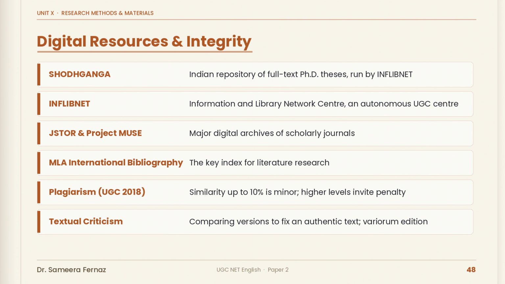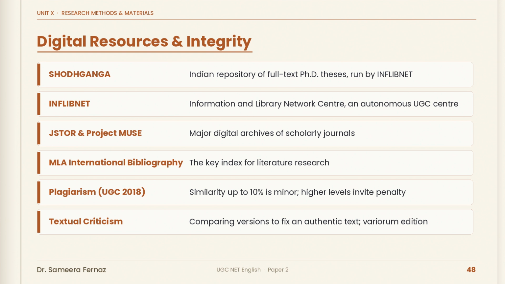Under the UGC plagiarism regulations of 2018, similarity up to 10% is treated as minor and higher levels invite penalty. And textual criticism means comparing different versions to establish an authentic text, often published as a variorum edition.